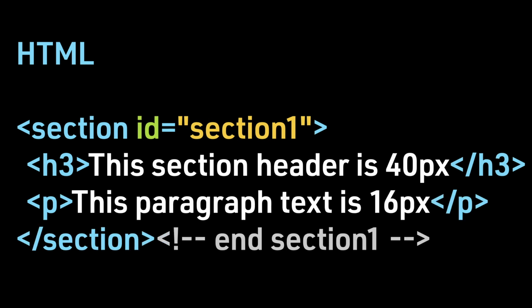We have a section with an ID of section 1, and within that section, we have an H3 heading element that says this section header is 40 pixels, and a P element that says this paragraph text is 16 pixels. Now, on the next slide, we have CSS.